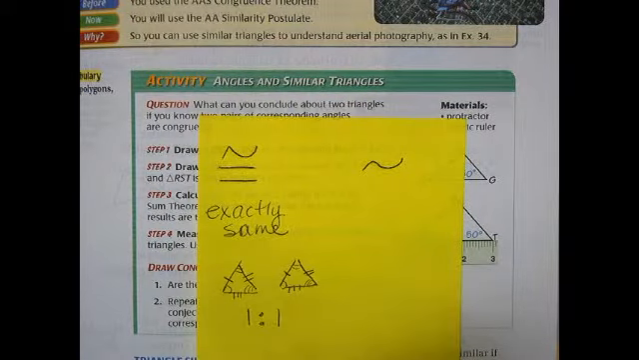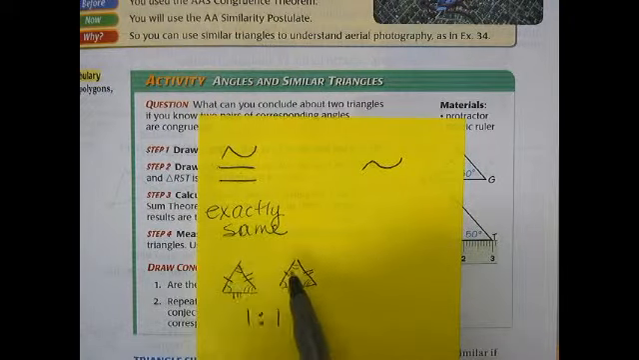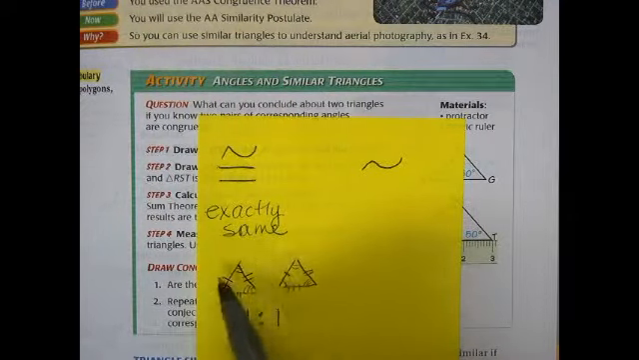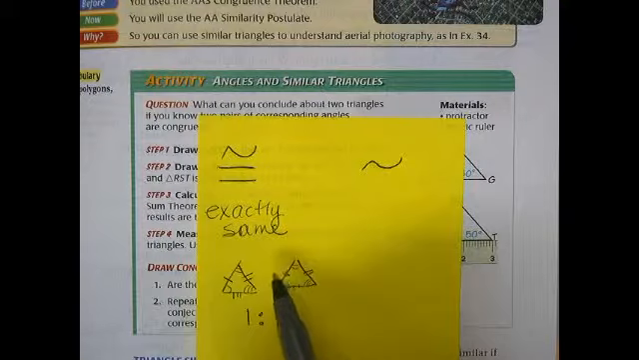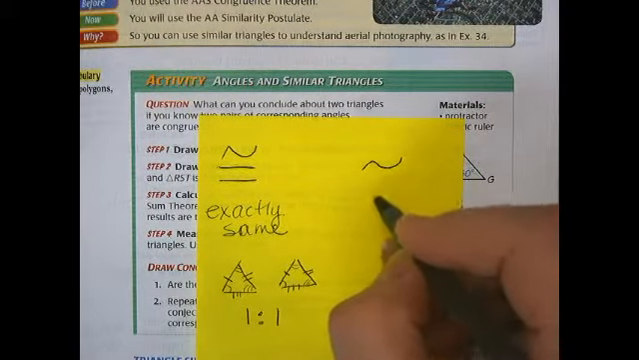And as you can see, that ties into what makes them similar. So they're equal, but they also have this definition of similars that the sides have to be in the same ratio, and it just happens to be 1 to 1.